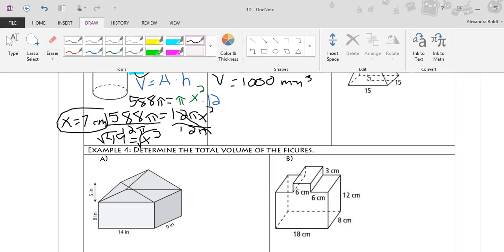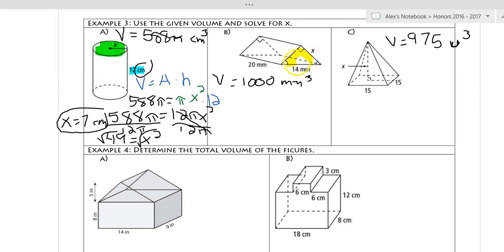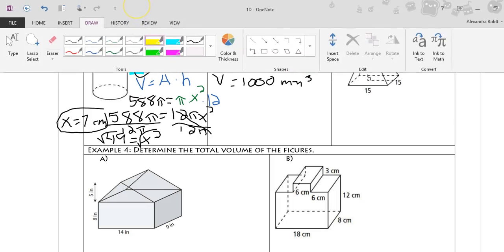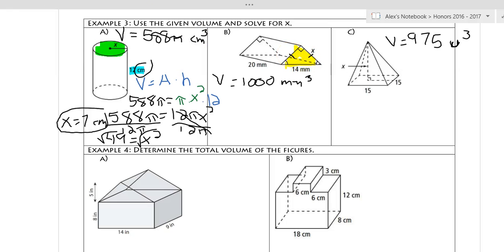Looking at B, now this is a triangular prism. So this is my base. If you look, these two things are equal. Okay? So my volume still equals the area of the base times the height, because this is still a prism. So 1,000 equals the area of this base, it's a triangle, so it's 1/2 times x, because since these corners are the same, those x's are the same, and then my height is 20.